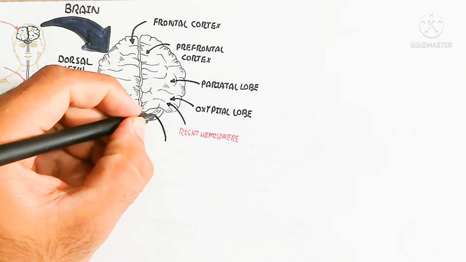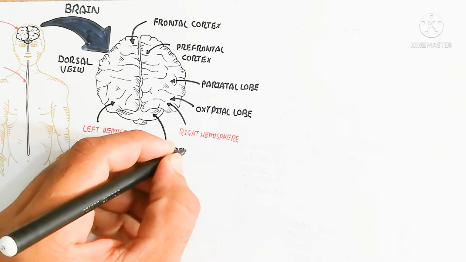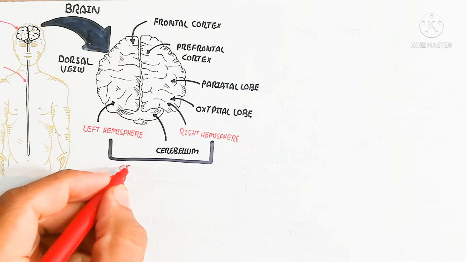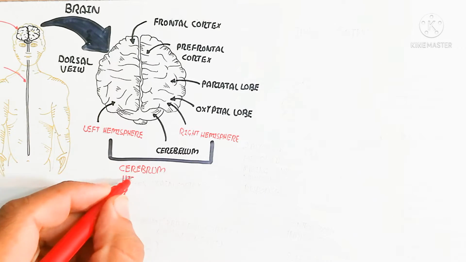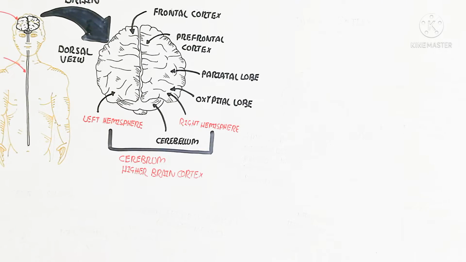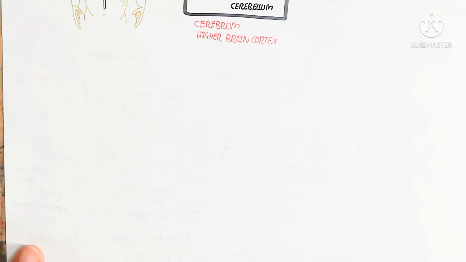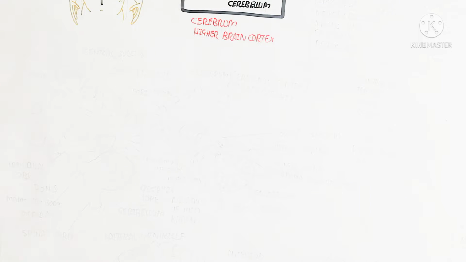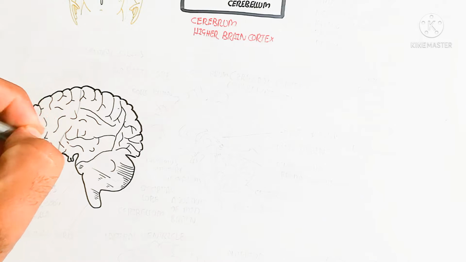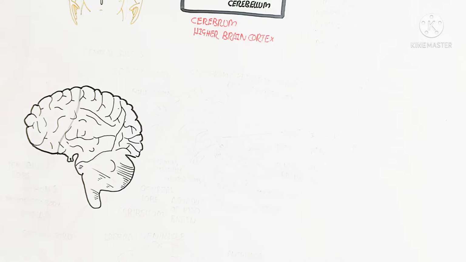parietal lobe. Here are the left hemisphere and right hemisphere, containing the brain cortex. This is the high central relay part for integration, and the whole thing is controlled by the cerebral cortex for voluntary control, etc. So the cerebrum is known as the higher brain cortex.